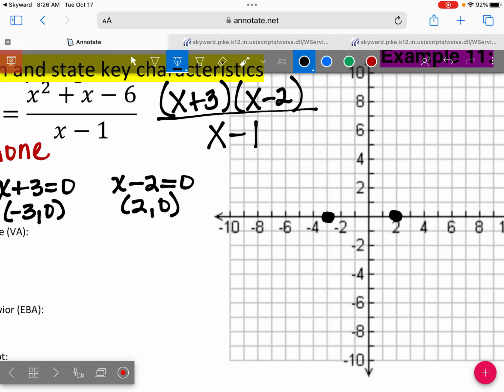Your vertical asymptote comes from your denominator. So that would be x minus 1 equals 0, x equals 1. I'm actually going to draw that in red because that's my asymptote. Go ahead and draw in a vertical line. That's the line that the graph cannot cross.